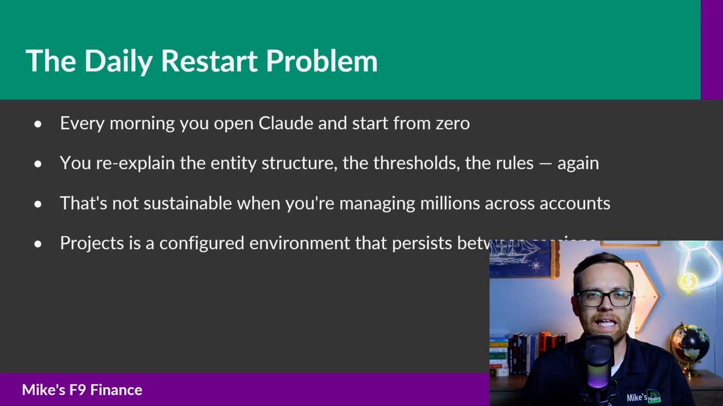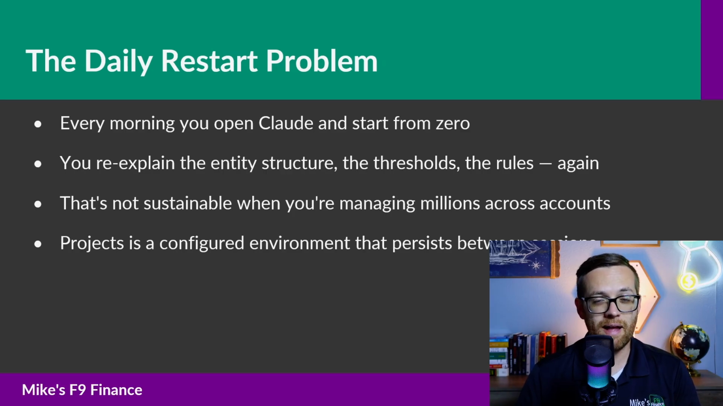You've got a problem. Every single morning, if you open Claude, you start from zero. You have to explain that F9 Finance has 3 coffee shop locations. You have to paste in the account thresholds. You have to remind Claude that the operating balance for Hell's Kitchen is $150,000 and that's critical. You walk through the same entity structure you explained yesterday and the day before. Each conversation, you're rebuilding context that should be sitting there waiting for you.